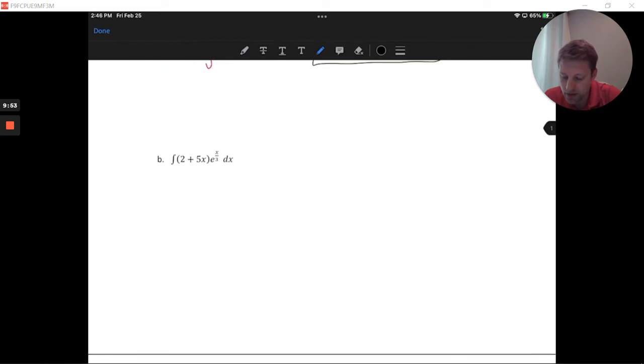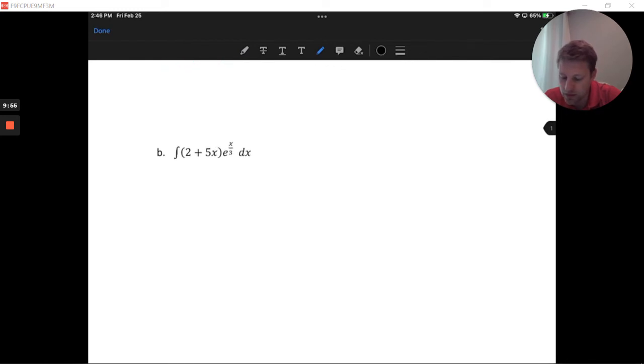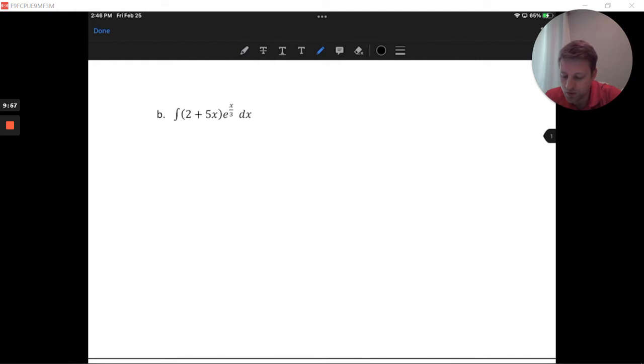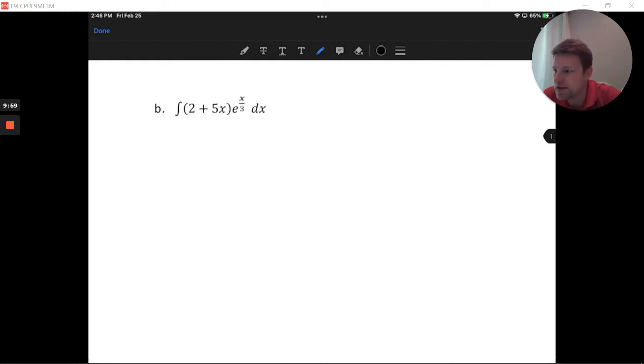Let's take a look at the second one here. This one also has an exponential term to consider. We have 2 plus 5x times e raised to the x over 3. So again, when I'm looking at using integration by parts, I always want to consider first what is my u function and what is the dv function going to be?